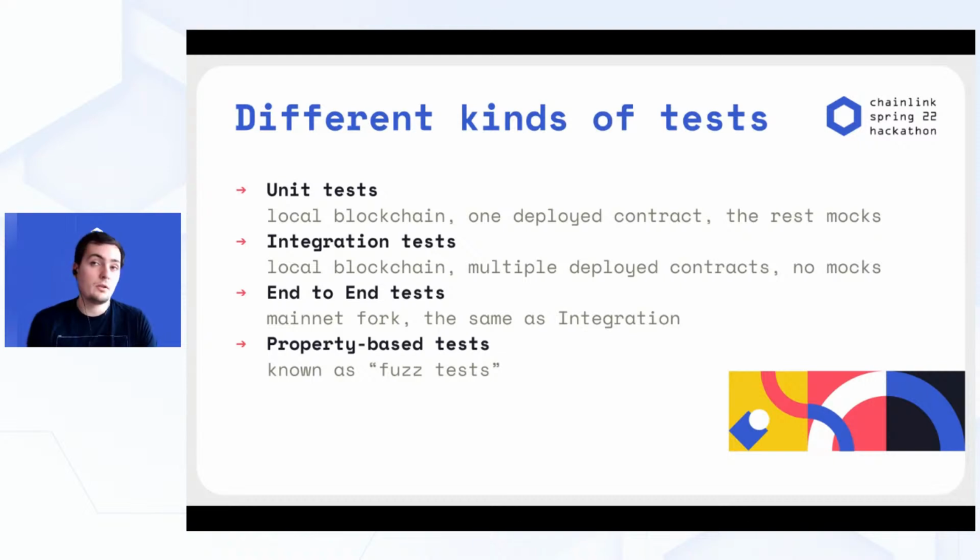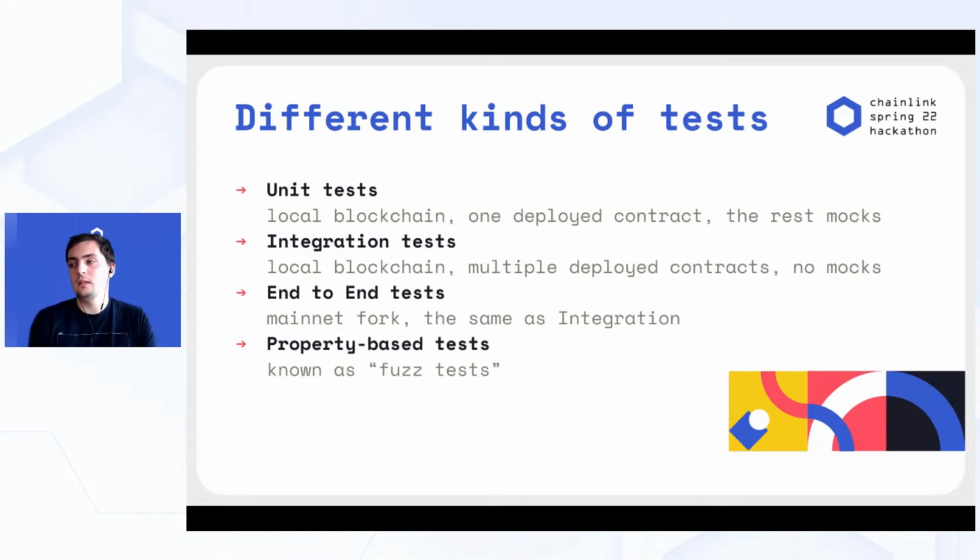End-to-end tests are similar to integration tests, but you're not doing it on a local blockchain. You're doing it on a mainnet fork. That's a really powerful technique where you basically test on top of some state at a particular block on some general-purpose blockchain, probably using Alchemy keys. And property-based tests or fuzz tests, we'll cover them later.